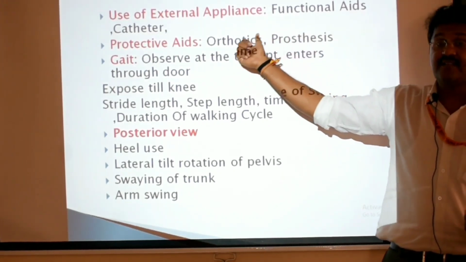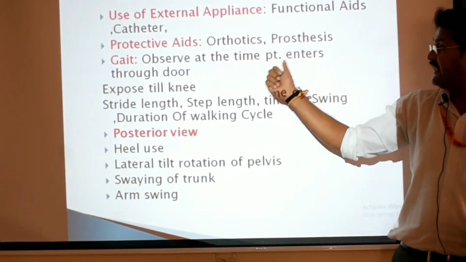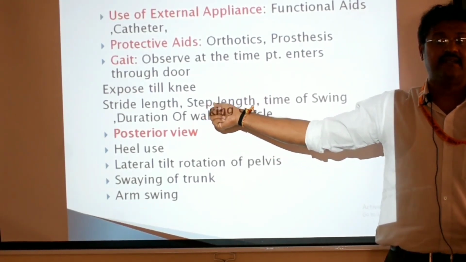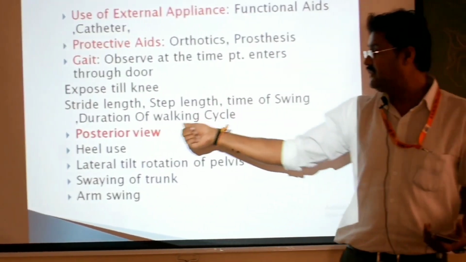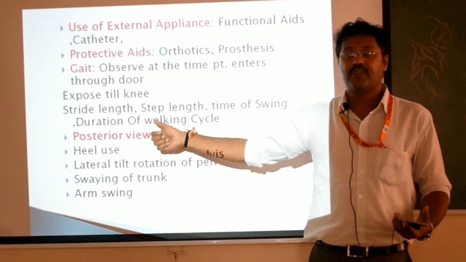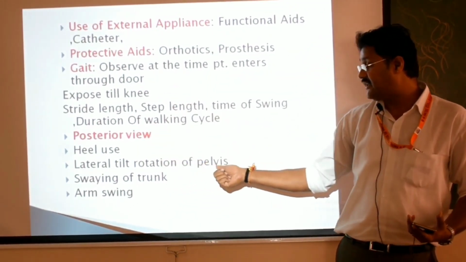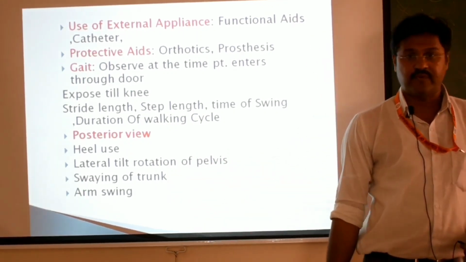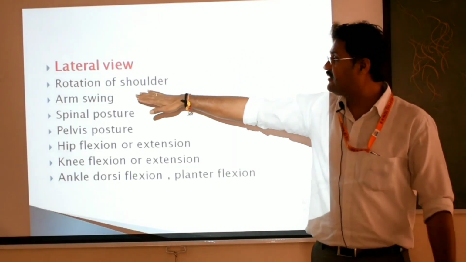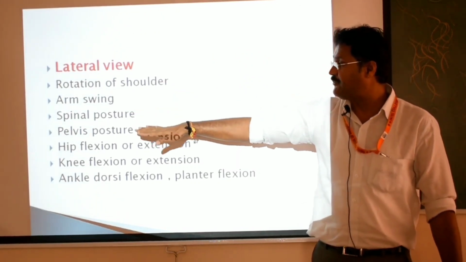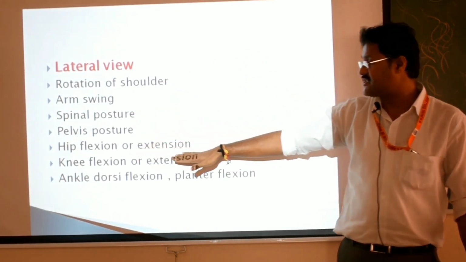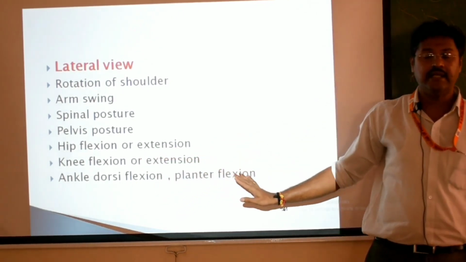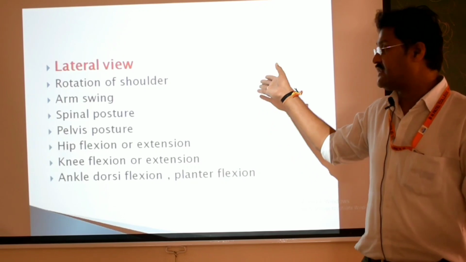Orthotic appliances, if used by the patient, are checked. Then check the gait: duration of the walking cycle, stride length, step length, and time of swing. Now check in the posterior view: lateral tilt, rotation of the pelvis, swing of the trunk, and arm swing. Now in the lateral view, check shoulder rotation, arm swing, spinal posture, pelvis posture, flexion or extension, knee flexion or extension, and ankle dorsiflexion and plantar flexion. These are to check the posture.